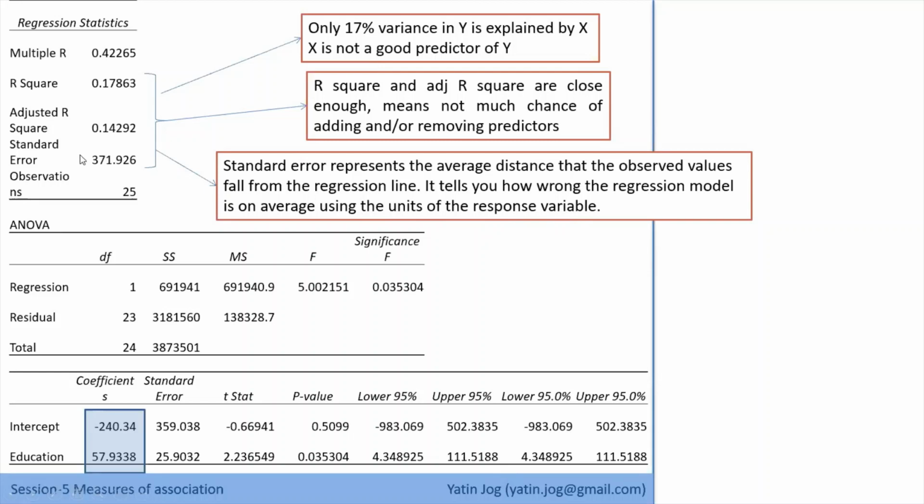Now in our case, the response variable is earnings. That is the dependent variable. Response variable is also referred to as dependent variable. So in our case, the response variable or dependent variable is earnings. And we have expressed earnings.